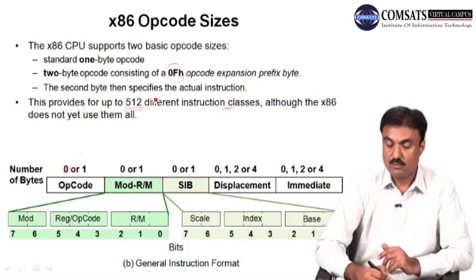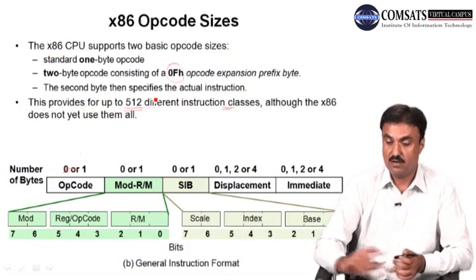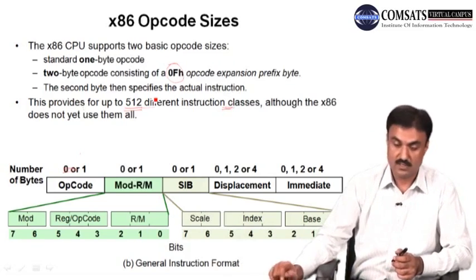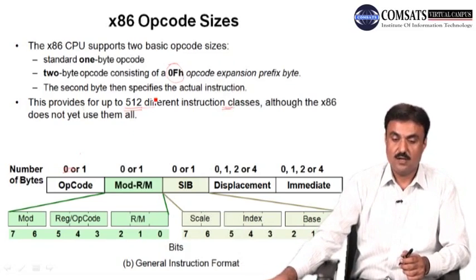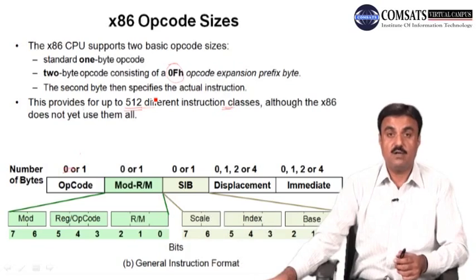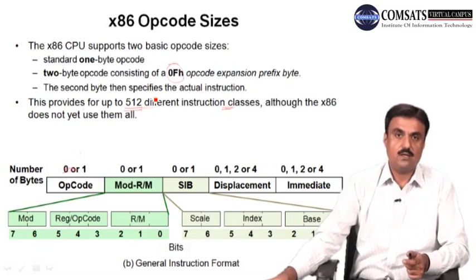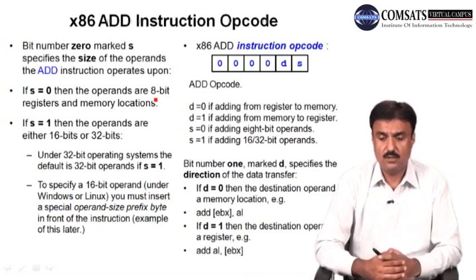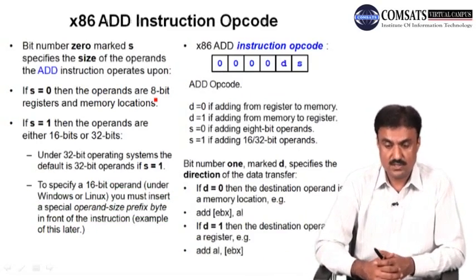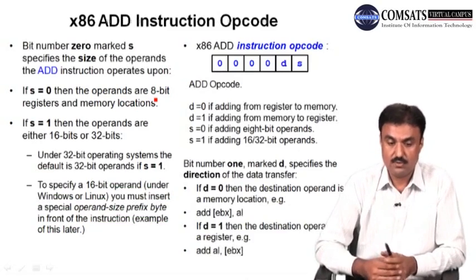So the possible combination is, for example, 512 different instruction classes, but it's not possible to use all of them. Still, most of them are available. And even if we are not using all of them, still this is called the complex instruction set computer and so on. Now, for example, we are going to use the ADD instruction opcode.